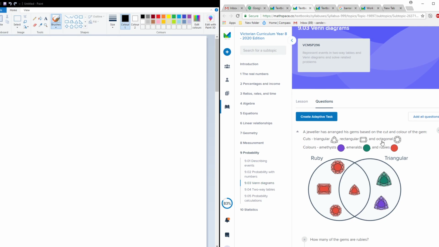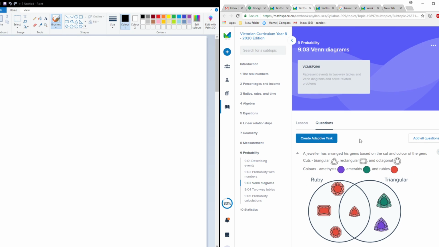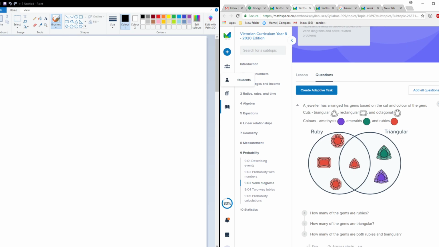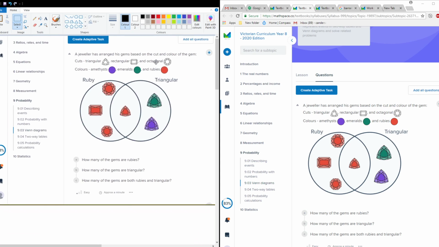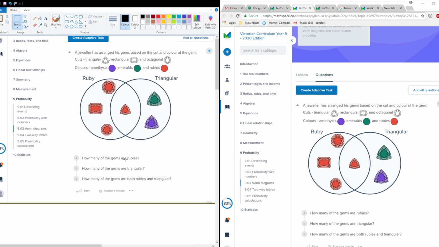Alright, let's go through a few Venn diagram problems. So I'm going to be using the print screen tool to copy things over to Paint, and we will cross out some things. So this first question here shows different gems, and it asks how many of them are rubies.